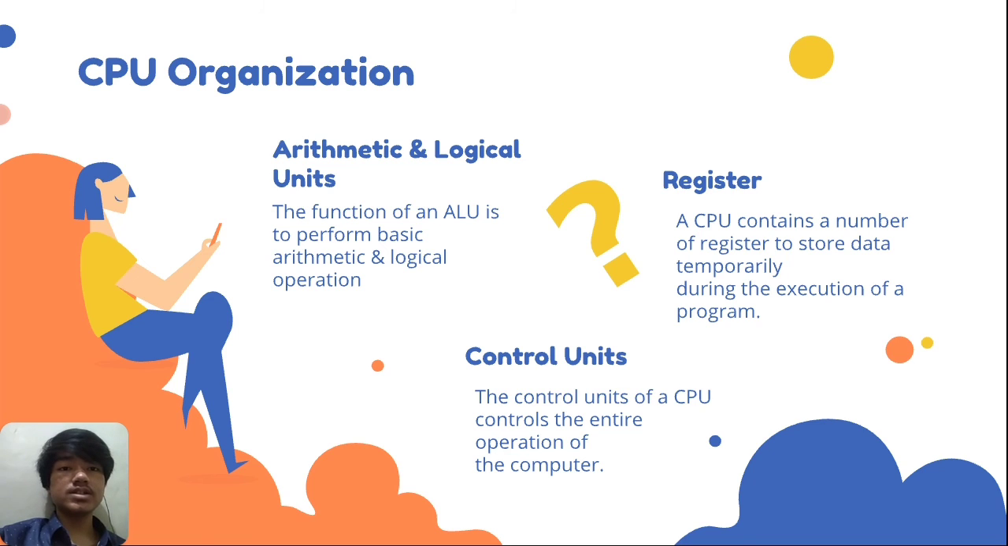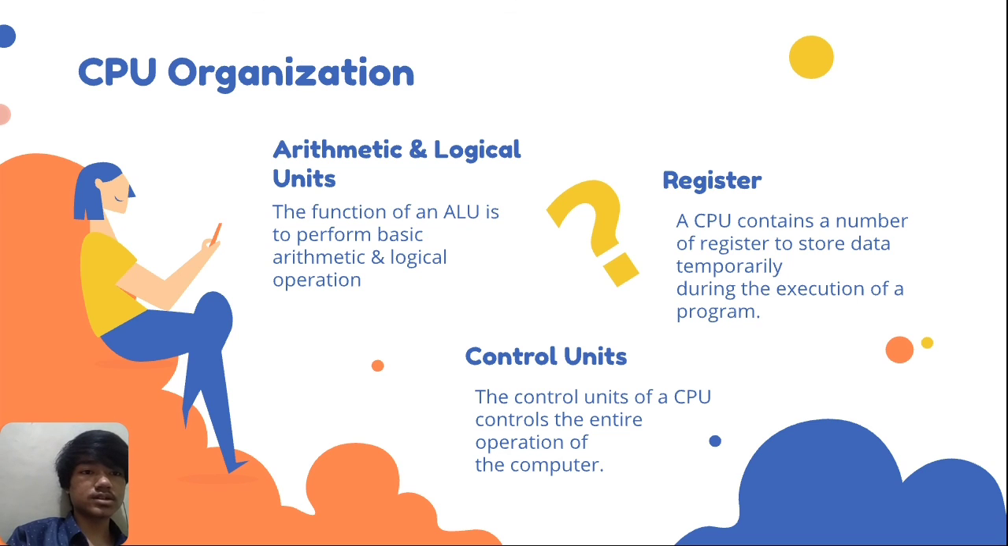CPU organization. First is the arithmetic and logical unit. The function of an ALU is to perform basic arithmetic and logical operations. Control unit. The control unit of a CPU controls the entire operation of the computer. It also controls all other devices such as memory and input and output devices.